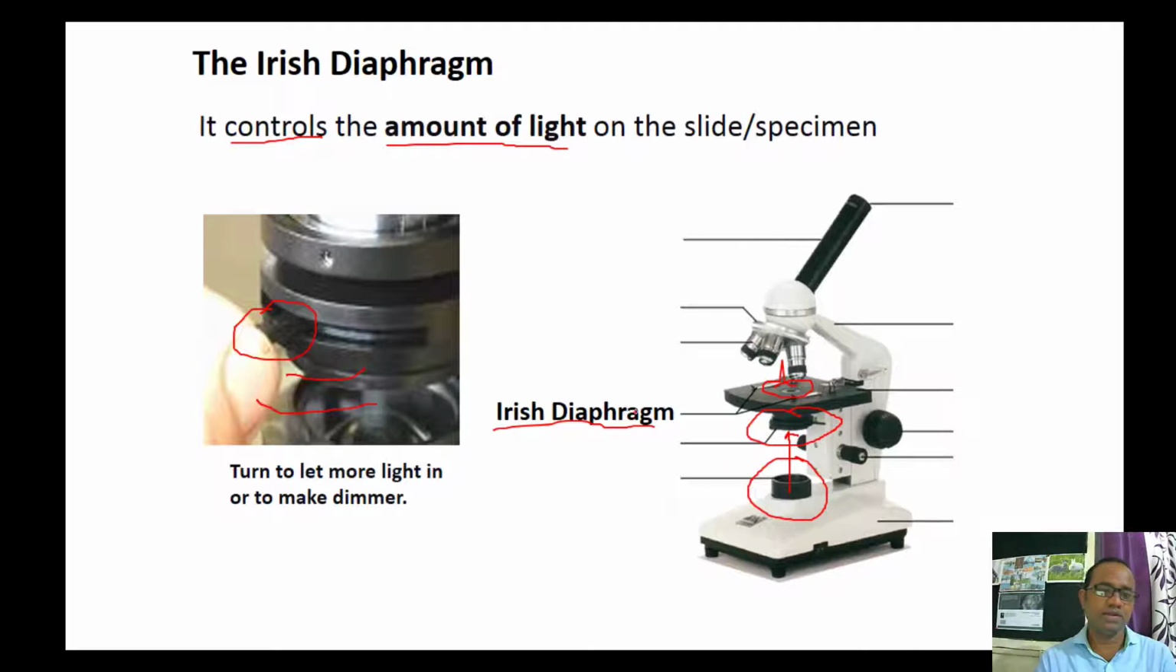The sample is kept here. So we turn it on or off so that more or less light can enter the object. So the iris diaphragm is for the control of the amount of light.